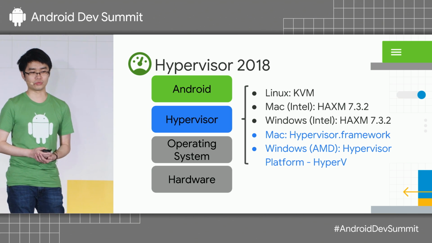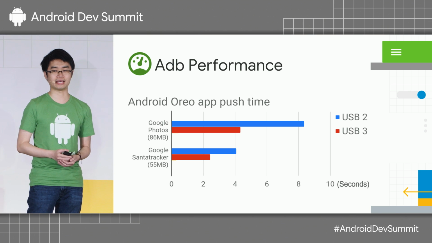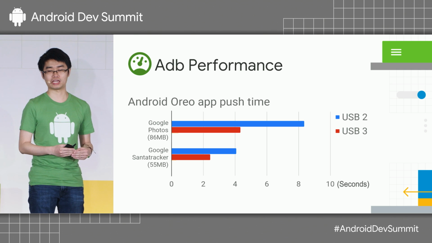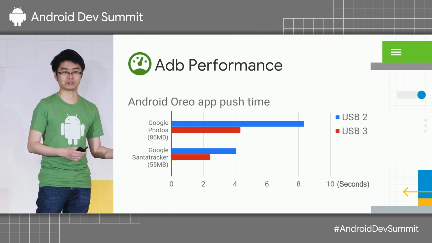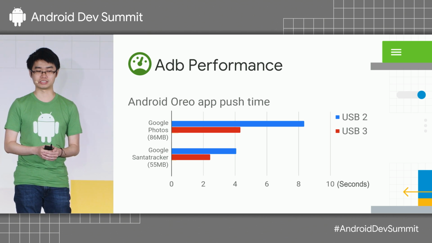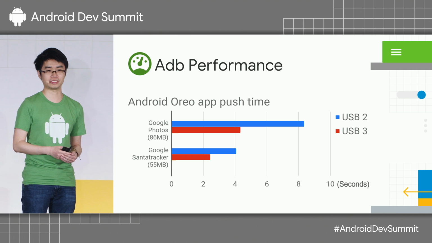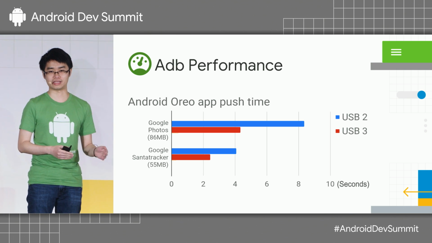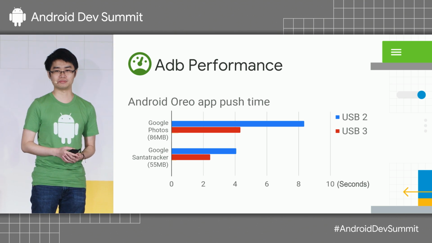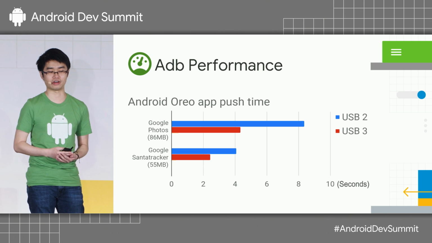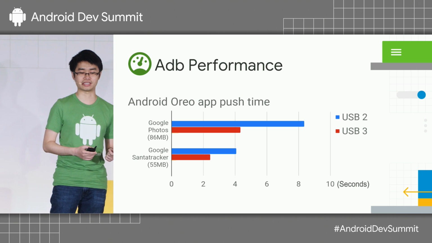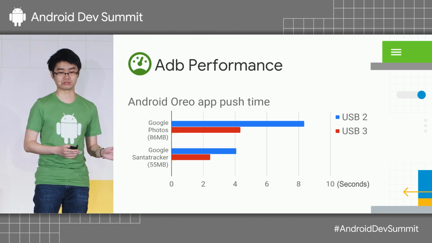The next thing we want to go into is ADB performance. A little bit of background: if you try to push an app from your computer onto your device when you are debugging or deploying, you are going to do the ADB push command, which copies and transfers the app from one end to the other. Here we are showing the chart for ADB push time on a physical device for two different Google apps, the Google Photos app and the Google Santa Tracker app, both on physical devices.